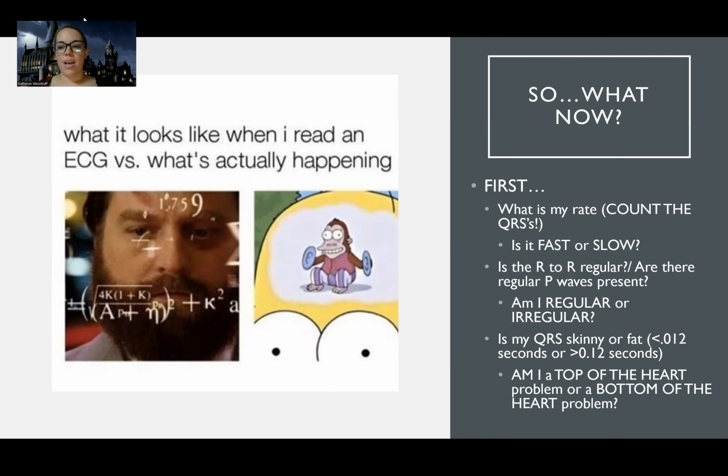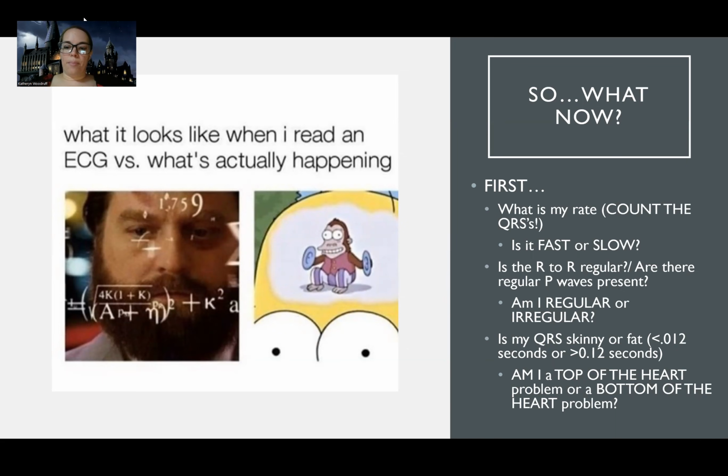Don't worry, I promise. So the first step is that I always like to count the rate first. I'll show you how to do that here in a minute. So we want to know, is it fast or slow? Because if I can start breaking down, am I talking about a slow rhythm or a fast rhythm? It can help me to differentiate. Then we want to see, is it regular? Because there's only so many rhythms that are irregular that you're really going to need to know and really have down. So we want to see the distance between that R to R, which again, I'll show you. And then we also want to see, are there regular P waves present? That's kind of a part of that too. Is it regular or not, and what are my P waves looking like?